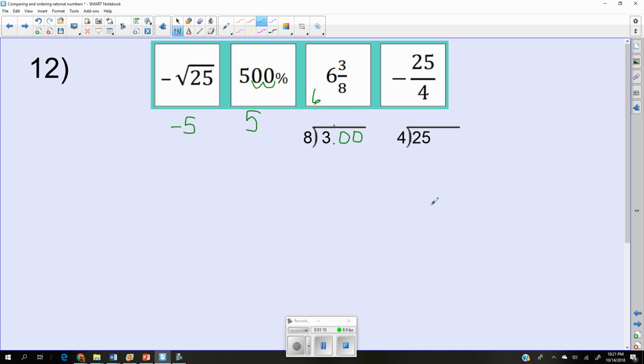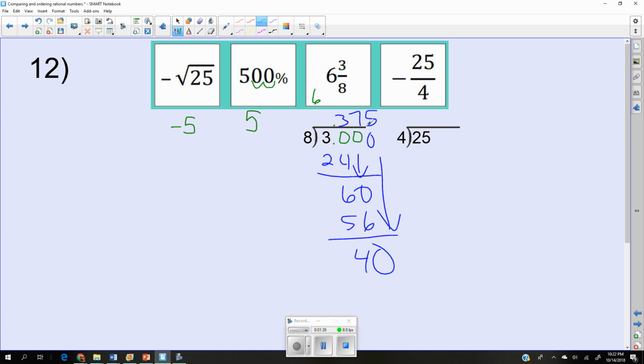8 goes into 30 3 times. 8 times 3 is 24. 30 minus 24 is 6. Bring down the 0. 8 goes into 60 7 times because 8 times 7 is 56. 60 minus 56 is 4. Add a 0. Bring it down. 8 goes into 40 5 times. Do you remember that? So 6 3/8 is the same thing as saying 6.375. So all I did was keep the 6, and then when I changed the 3/8 to the decimal, I just add that to the 6.